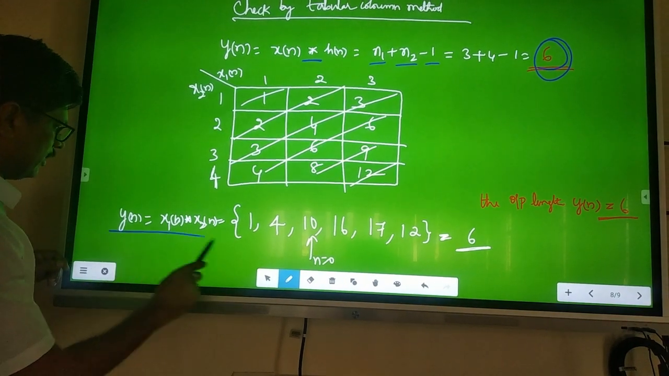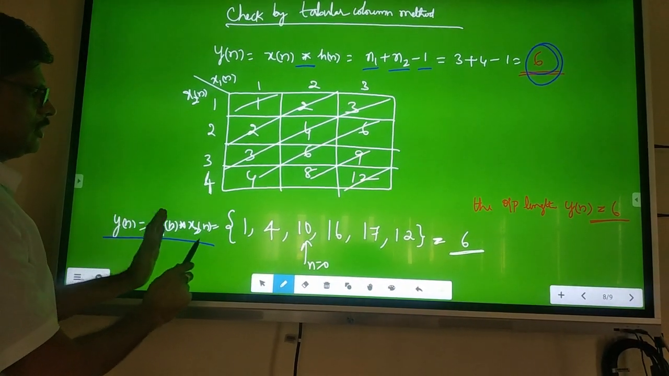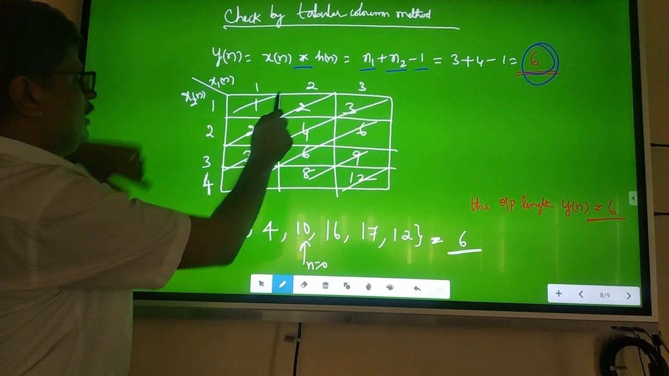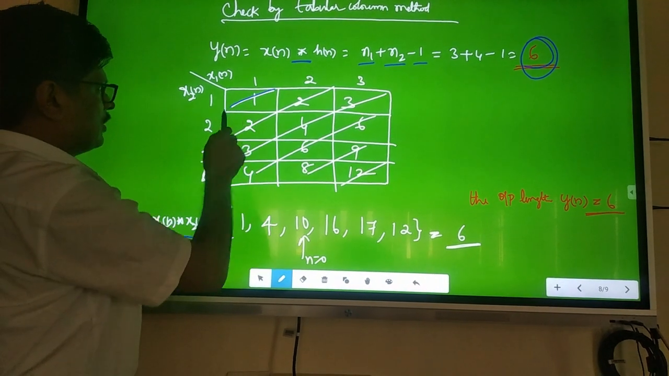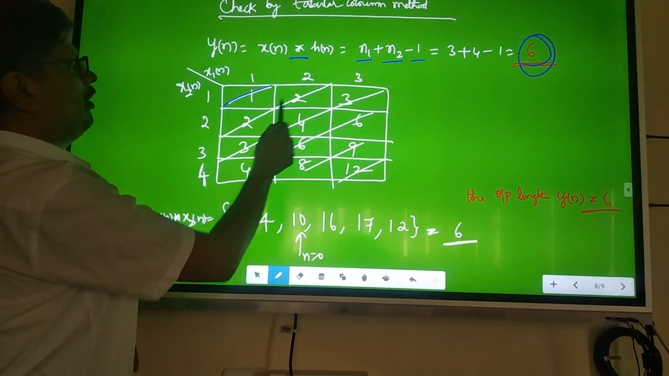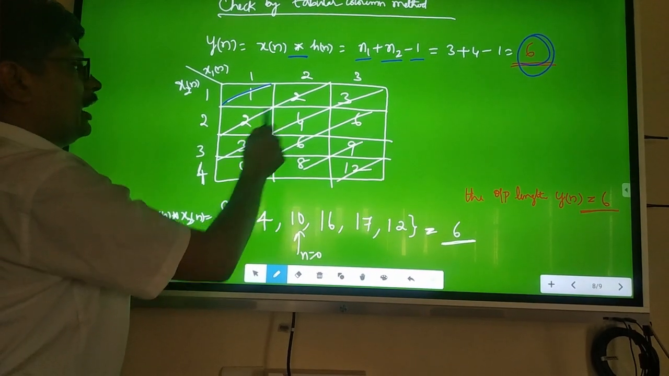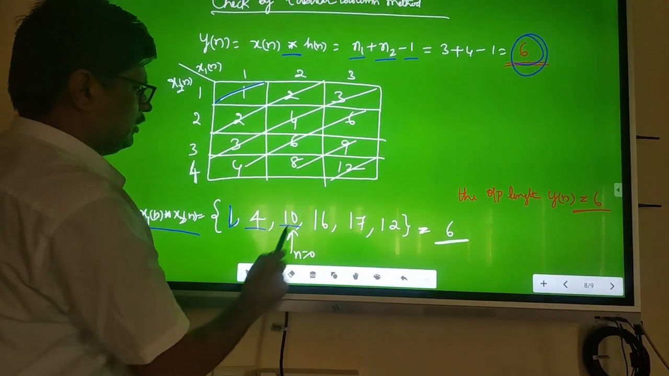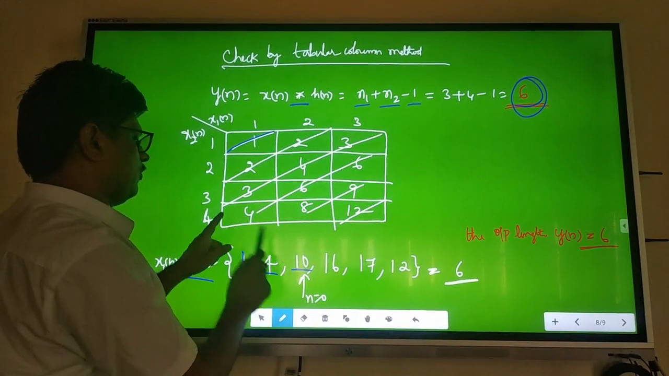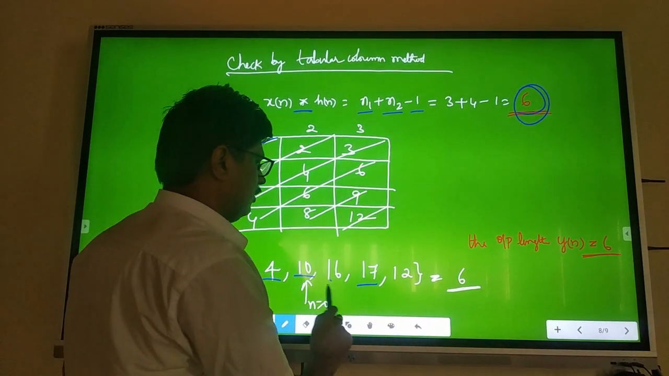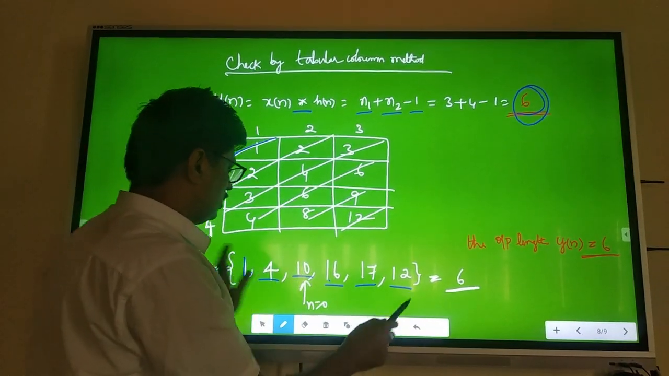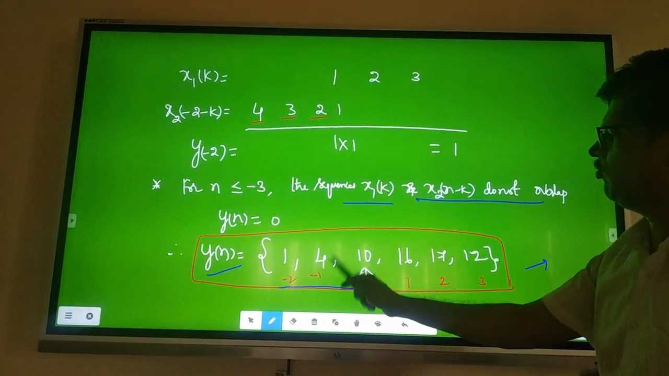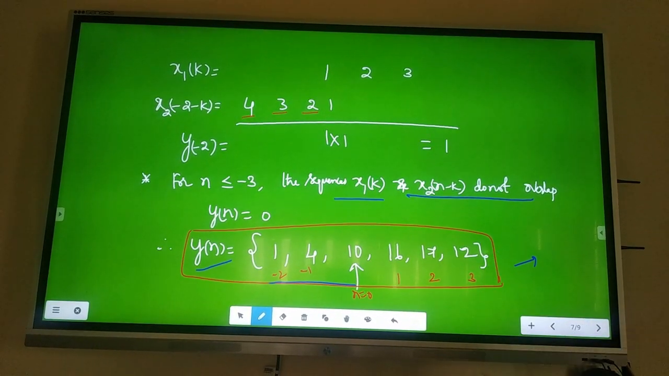Then afterwards what should you do? Y of n is equal to x1 of n convolved with x2 of n, which is diagonally you multiply and add. For example, see, the first diagonal element is 1. Diagonally you multiply, diagonally add. 2 plus 2 is 4, second. Then 3 plus 3 is 6, 6 plus 4 is 10, third. Then 6 plus 6 is 12, 12 plus 4 is 16. 8 plus 9 is 17. Then lastly 12. Like this you will get. Now see this, this is the same as your input: 1, 4, 10, 16, 17, 12.